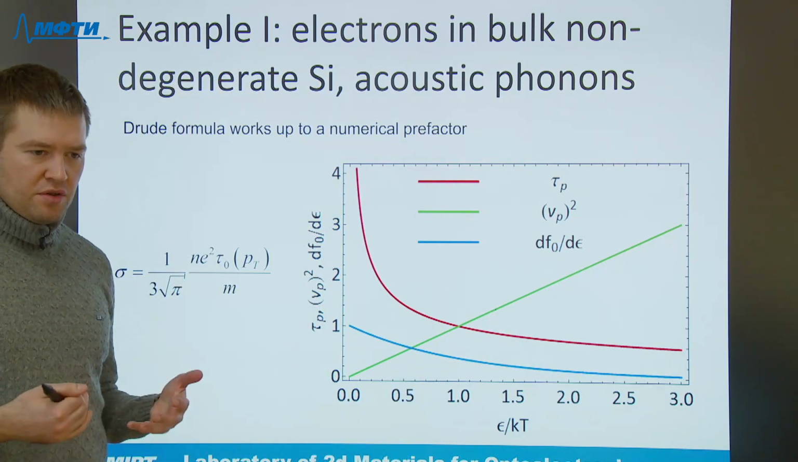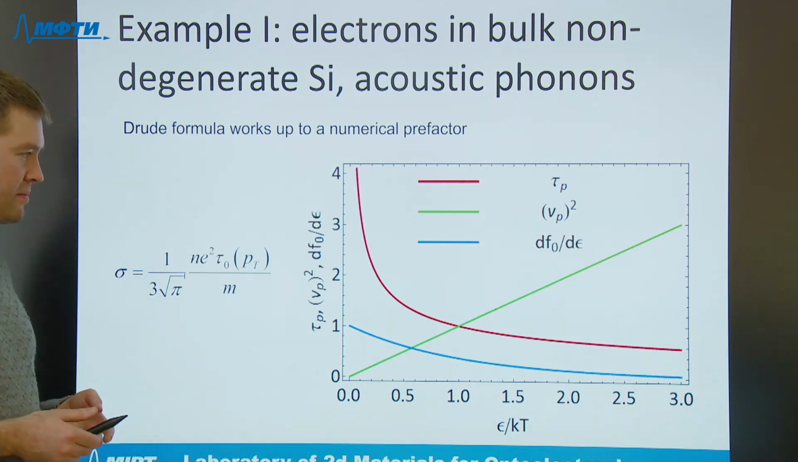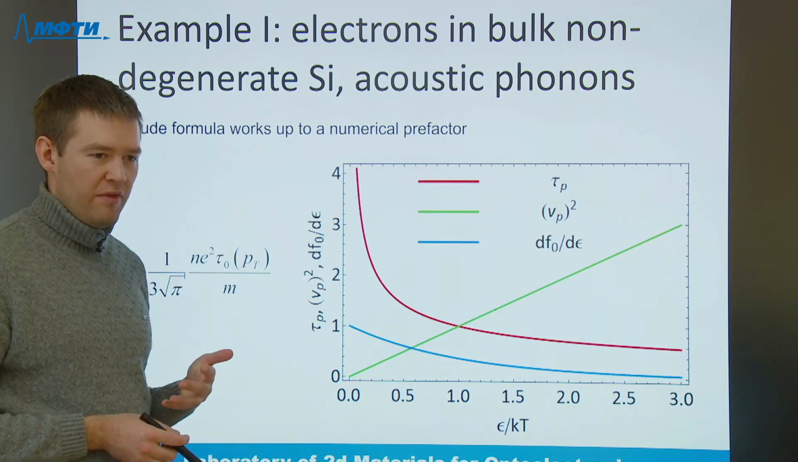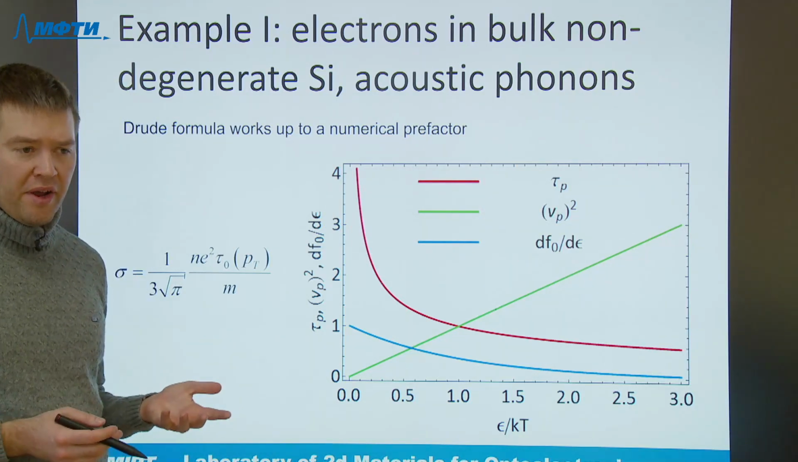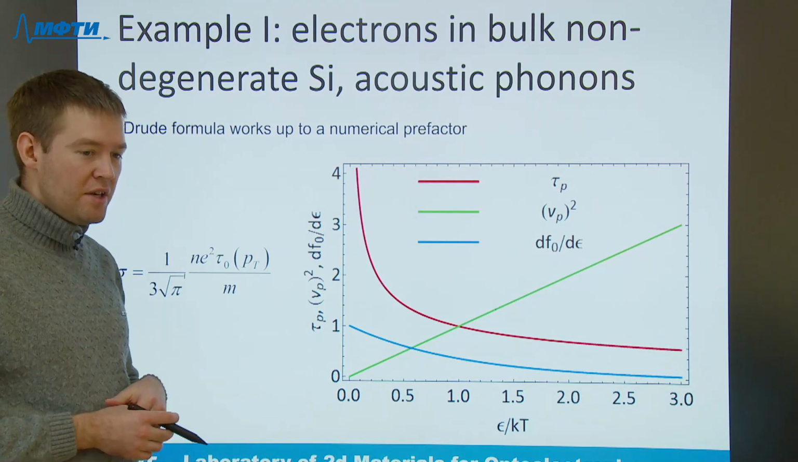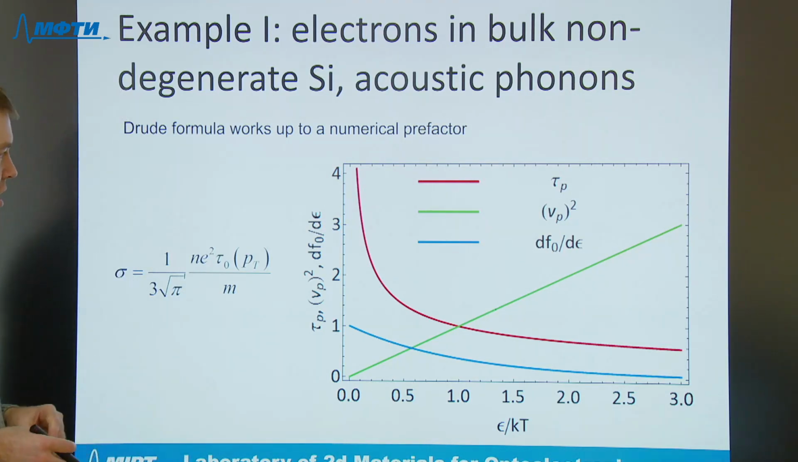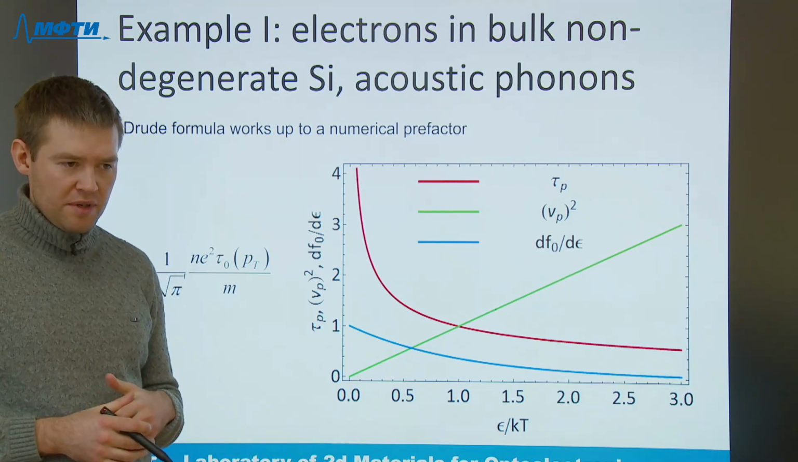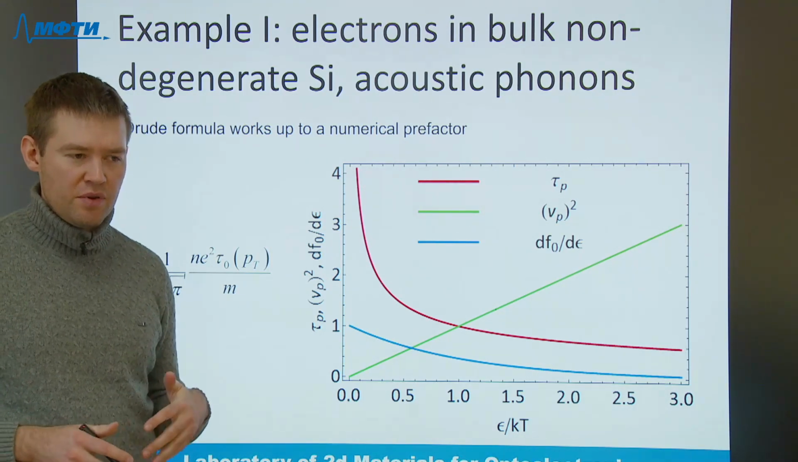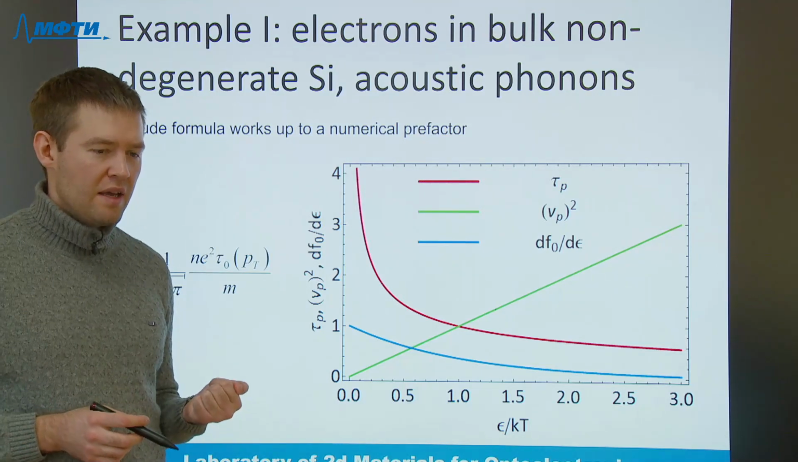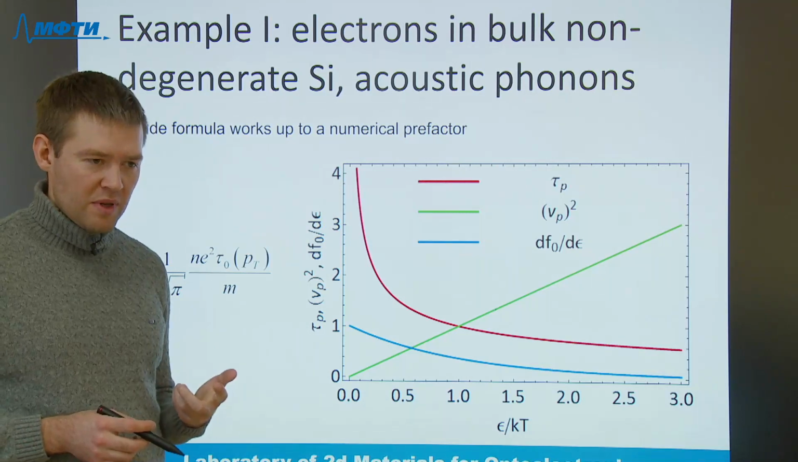It is not surprising that by this averaging you can get any numerical prefactor that you don't know a priori. It should be derived in each situation individually. So this is how we treat the conductivity in non-degenerate semiconductors when the distribution function in equilibrium is looking like a Boltzmann function.